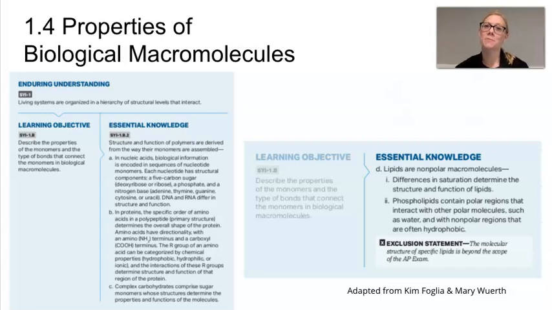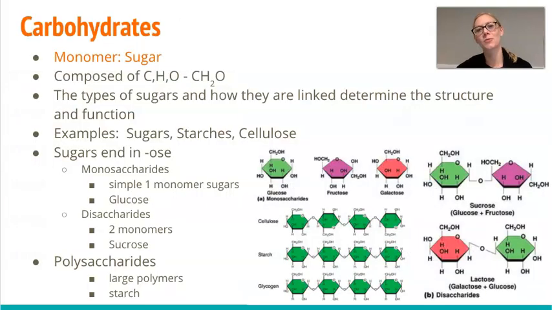Today we're going to talk about 1.4 and the properties of biological macromolecules. Basically, we're going to talk about the properties of their monomers, the things that make them up, and how those bonds connect. Let's go ahead and start with carbohydrates.